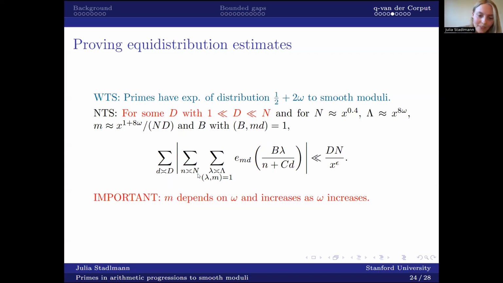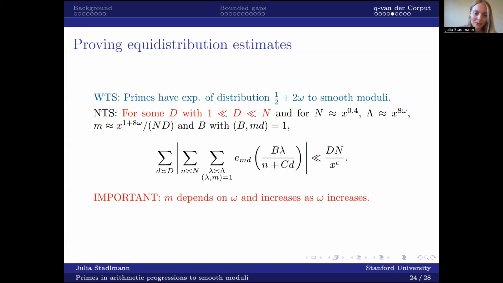On the inside, the n in the critical range is x to the 0.4, and the lambda depends on the exponent of distribution we want to prove. The modulus md also depends on omega, and it increases as omega increases. So the larger the exponent of distribution that we want to prove, the larger the modulus in the exponential sum is. That lines up with what I said earlier, which is that it's harder to prove good upper bounds the larger the modulus is. So here is where the restriction on omega will come in.